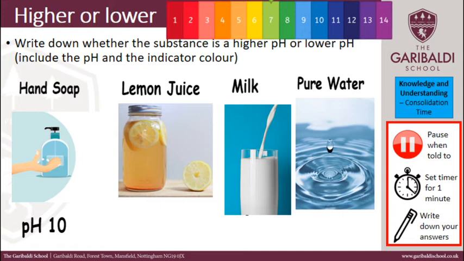Okay, let's have another go. So again, I'm starting with hand soap. It's pH 10. So it's actually alkaline. And remember, we know things are alkaline because they have a soapy feeling to them. So I'd like you to now pause the video, set the timer for 1 minute, and write down your answers for the rest of them.